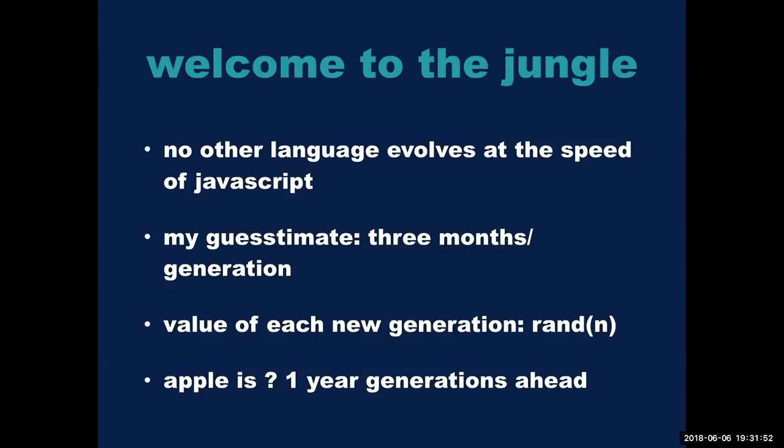The second part of my argument is that no other language evolves at the speed of JavaScript. I think every 3 months or so, there's a new generation of APIs, tools, frameworks, etc. The value of each generation, I would argue, is a random integer that's not in any normal distribution. Literally, sometimes they go backwards. It's very stochastic, so to speak.